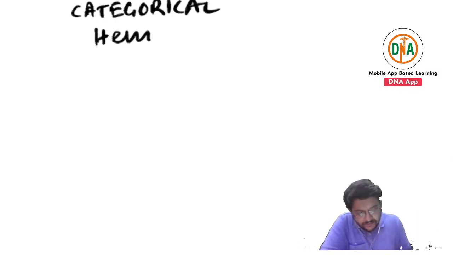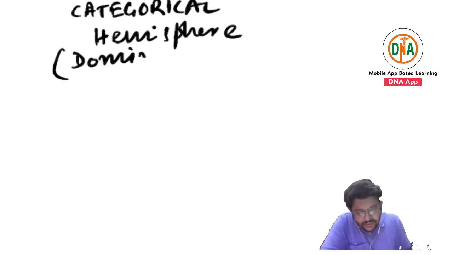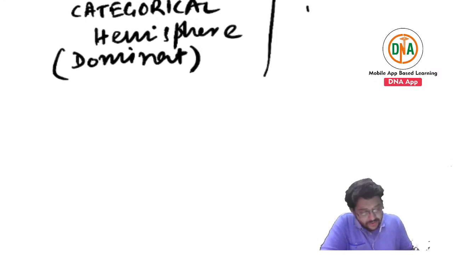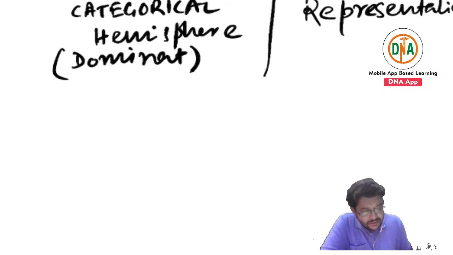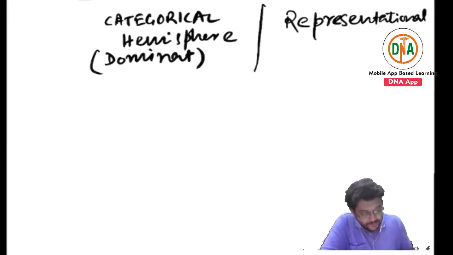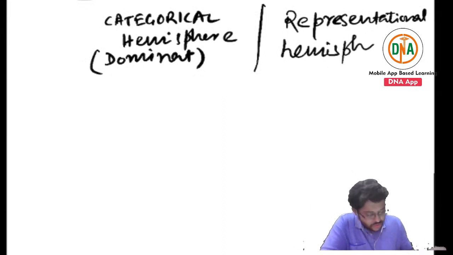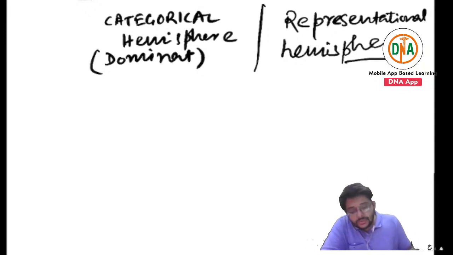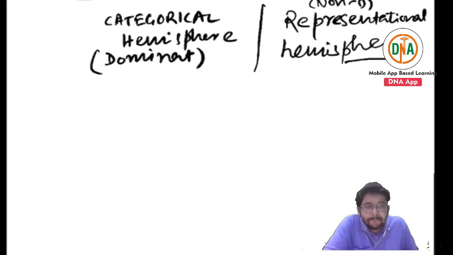So, the categorical hemisphere, erstwhile it was known as dominant. And then we have the representational hemisphere, which previously we used to call non-dominant. Dominant, non-dominant. Okay.